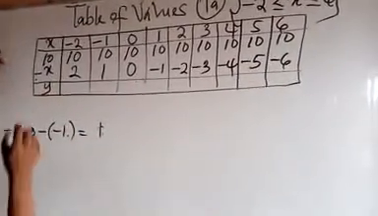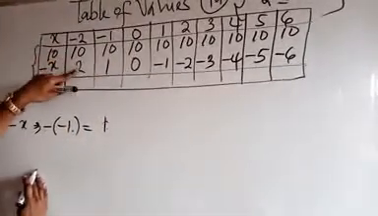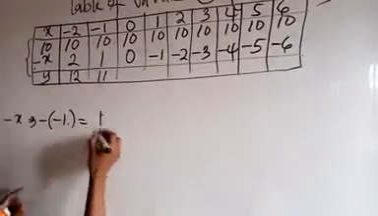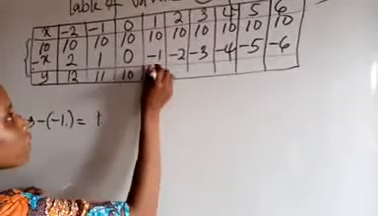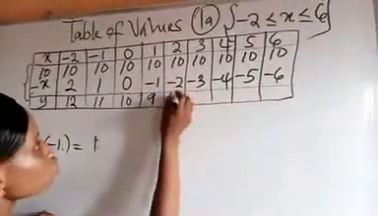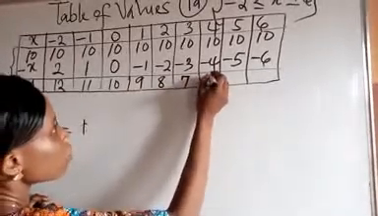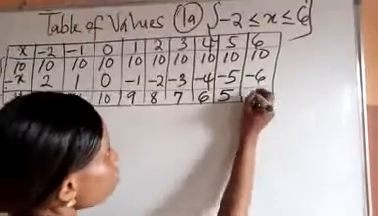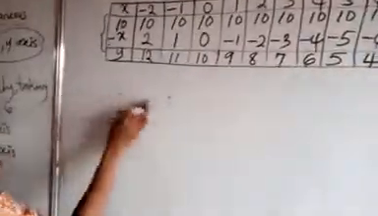What is your first value of y? You work with this. 10 plus 2 is 12. 10 plus 1 is 11. 10 plus 0 is 10. 10 minus 1 is 9. 10 minus 2 is 8. 10 minus 3 you have 7. 10 minus 4, 6. 10 minus 5, 5. 10 minus 6 is 4. Table 1, we are done with table 1.